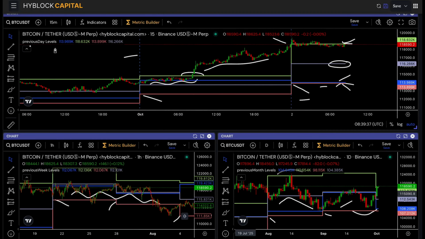All 3, daily, weekly, and monthly levels, carry psychological importance and can heavily influence market behavior. They also often create high risk to reward opportunities. Because these levels are well defined, you can place tight stop losses while aiming for more distant take profits. The setups get even stronger when there's additional confluence at those levels, like open interest accumulation or a liquidation cluster.